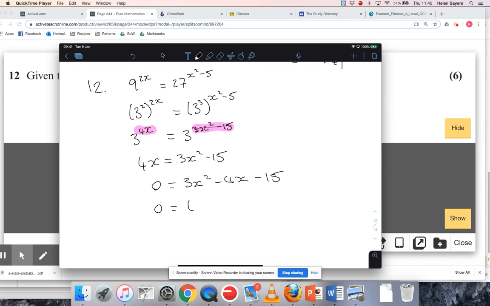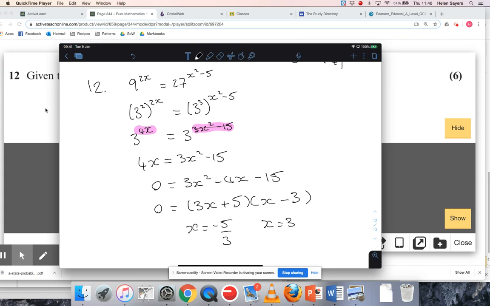You could then pop that into a calculator to get the two roots. I think it's going to factorize. So if I do 3 times 3, I get 9, and 5, so that would give me the 4. So if I do minus 9x plus 5x, I get x is minus 5/3, or x is 3.